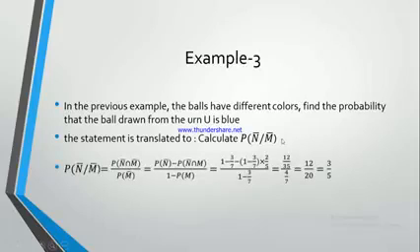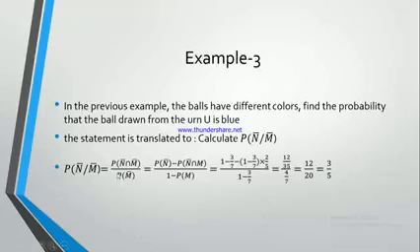And using the formula, P of N bar given M bar is P of N bar intersected with M bar over P of M bar. P of N bar intersected with M bar is P of N bar minus P of N bar intersected with M, over 1 minus P of N. But P of M bar is 1 minus P of N. So 1 minus 3 over 7 minus 1 minus 3 over 7 times 2 over 5, over 1 minus 3 over 7. And the answer is 3 over 5.